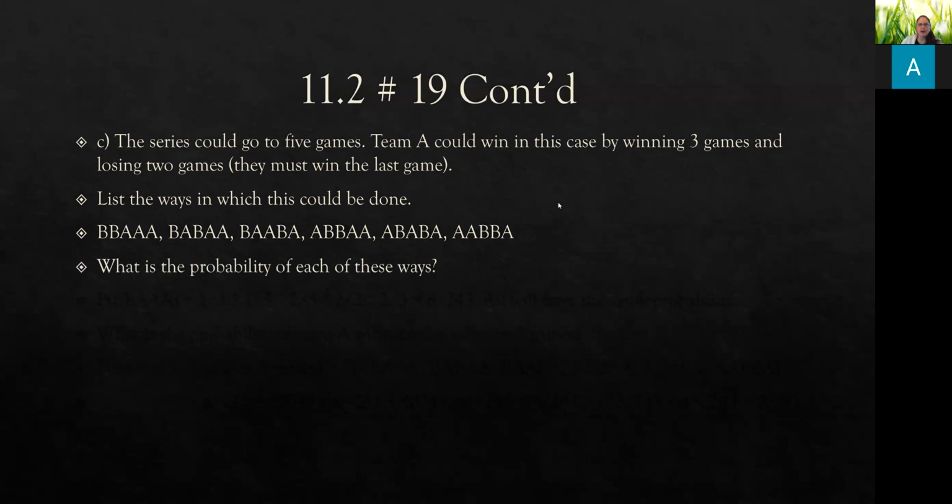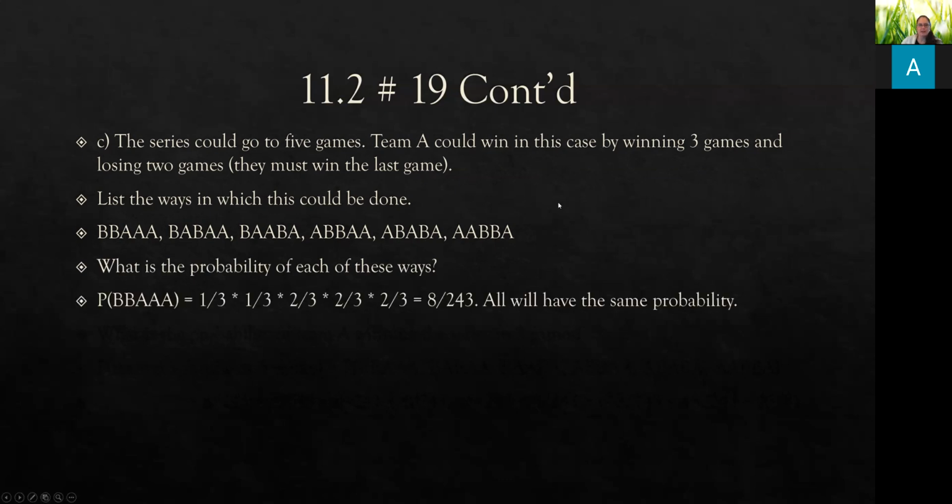What is the probability of each of those ways? So the probability of a B and a B, well, that would be 1/3 times 1/3, and then 3 A's, that's 2/3 times 2/3 times 2/3, that makes 8 out of 243. And all of these options will have that same probability, because there's always 2 B's, so there'll always be 2 factors of 1/3, and there's always 3 A's, so there'll always be 3 factors of 2/3. And it doesn't matter what order you multiply these numbers in, you'll always get 8 out of 243.